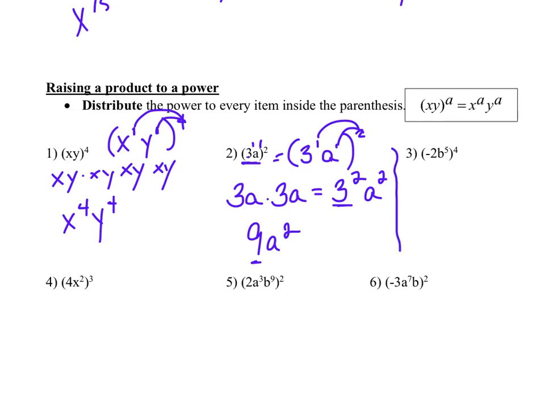Okay, something like this. So again, we could do this one, and I'll do this one the long way first. So negative 2b to the fifth 4 times.